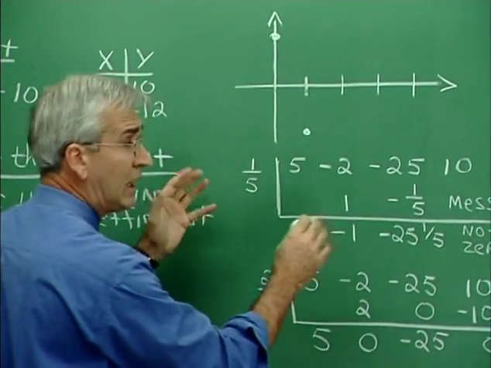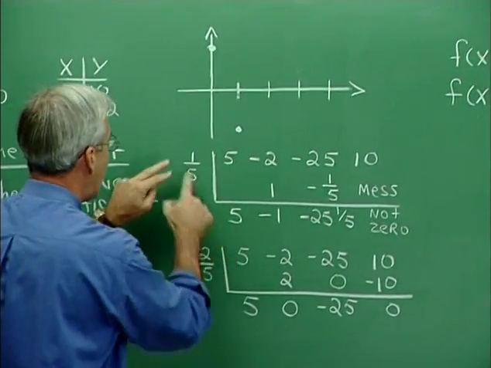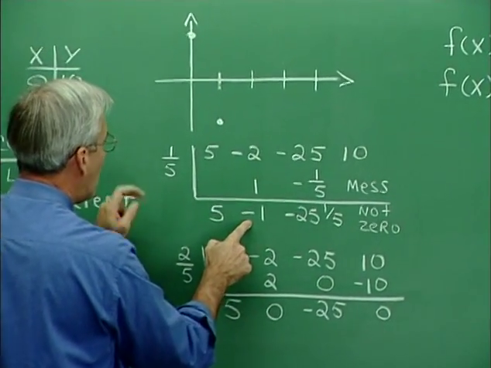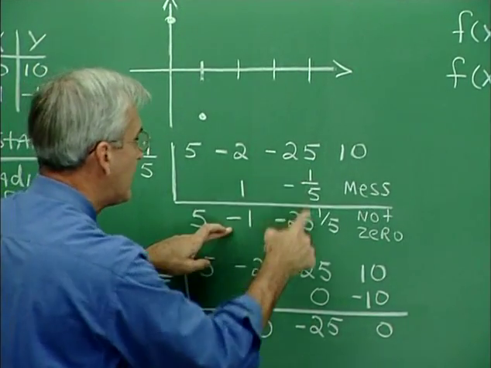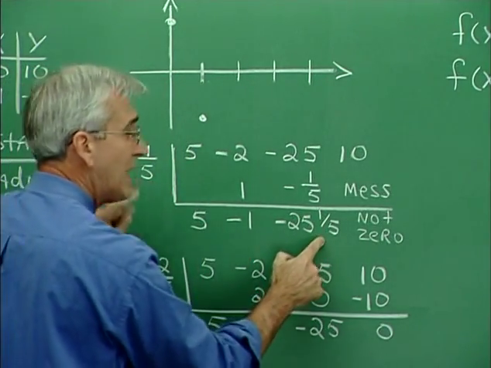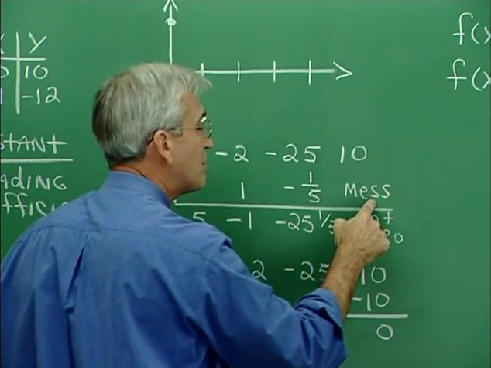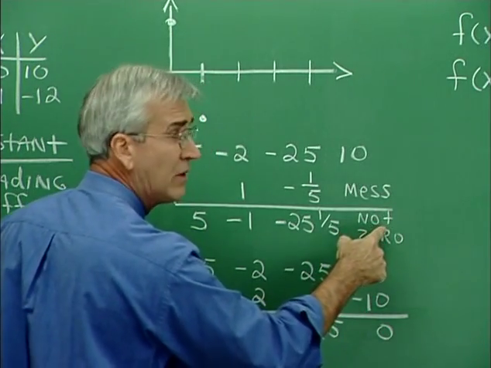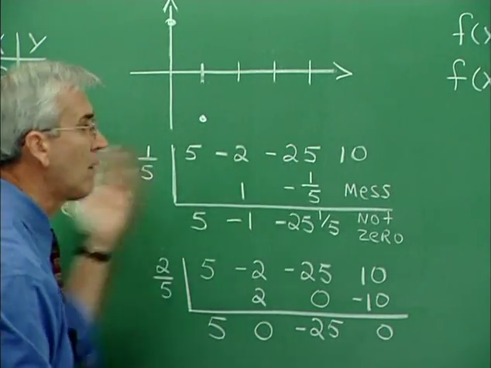Synthetically now, we would divide by 1/5. So bring down the 5. 1/5 times 5 is 1. Negative 2 with 1 is negative 1. 1/5 times negative 1 is negative 1/5. Together we get negative 25 and a fifth. 1/5 times negative 25 and a fifth is a mess. And when you add 10 to this business, you certainly don't get 0. So this value is not 0. That's the point here. All right, so 1/5 is not a zero of the function.